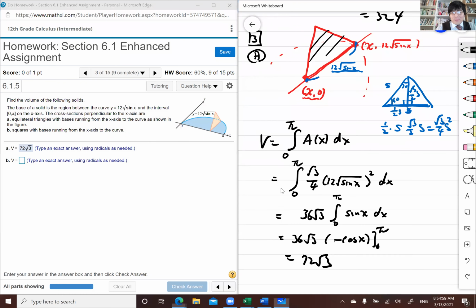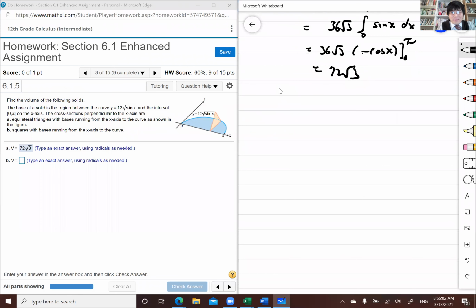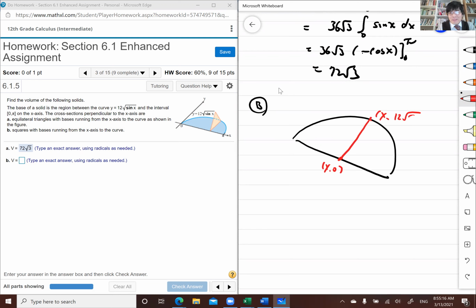Now, part B is, we don't have a figure, but the cross-sections are squares with bases running from the x-axis to the curve. So this part doesn't change. But instead of forming an equilateral triangle, now you want to create a square with this side as a base. In the previous question, this side became a diagonal, but this one becomes a base. So finding the area of this one is very simple.